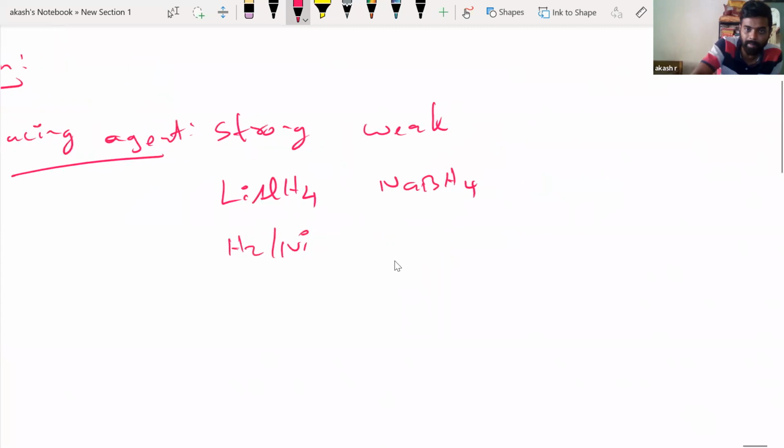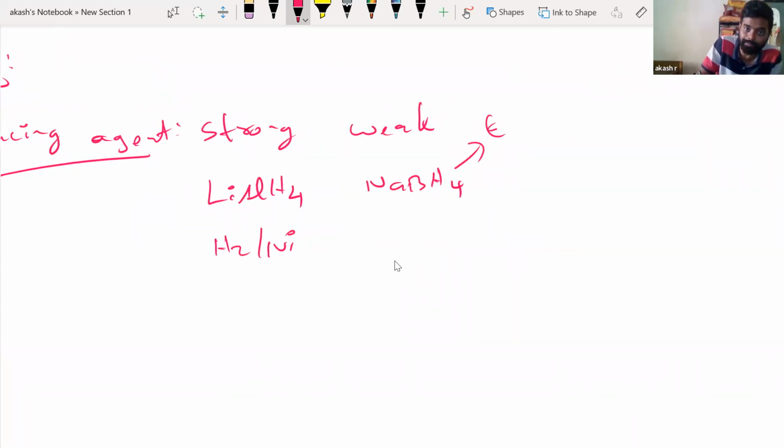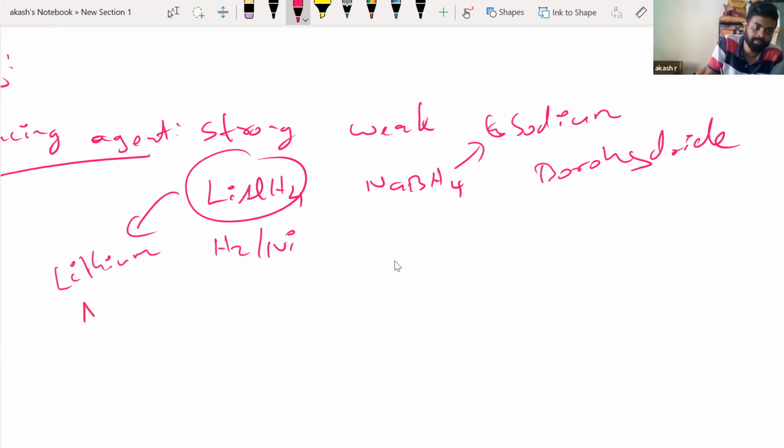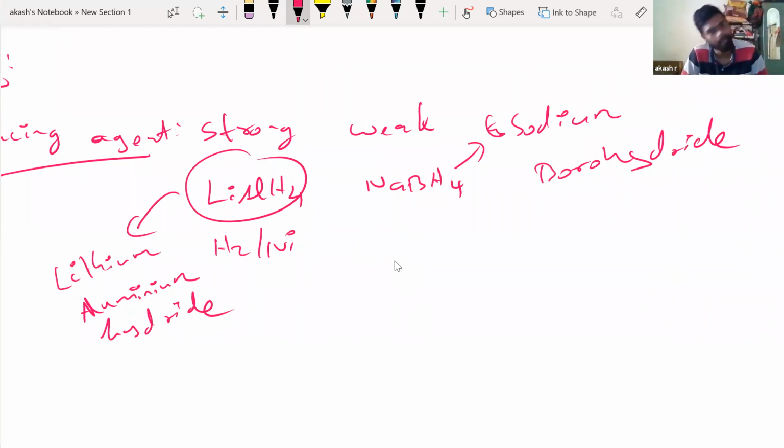Remember the names also, people. Sometimes in the question, they will not give you the formula, they might give you the names: sodium borohydride, and lithium aluminium hydride. Whatever the reducing agent, whether strong or weak, whenever you go for reduction of carbonyl compounds, aldehydes or ketones, it really doesn't matter, because both of them are going to give you the same product.